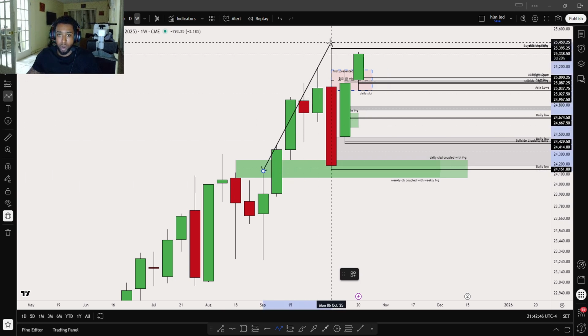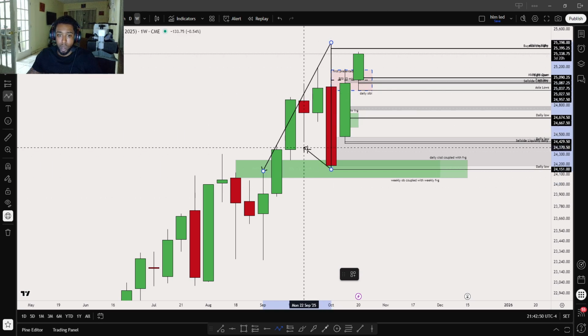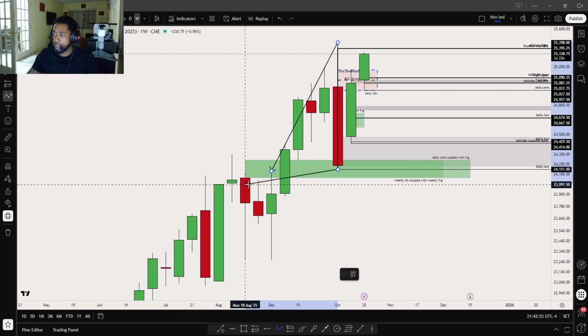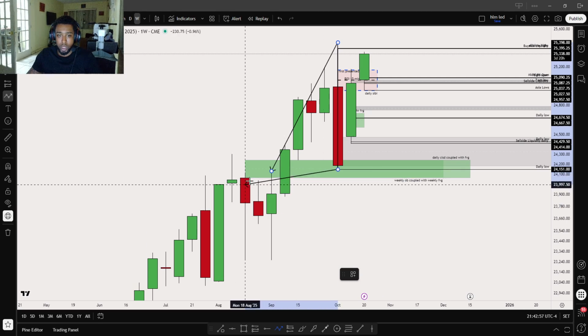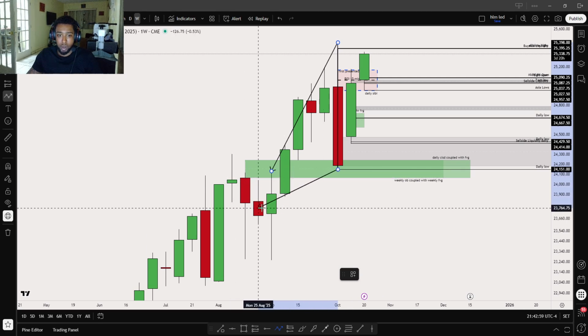As you see, we ran up, created an all-time high. So you see, we come back down, right? We literally tap right into this fair value gap. See it? And then you see we literally come into this down closed candle.